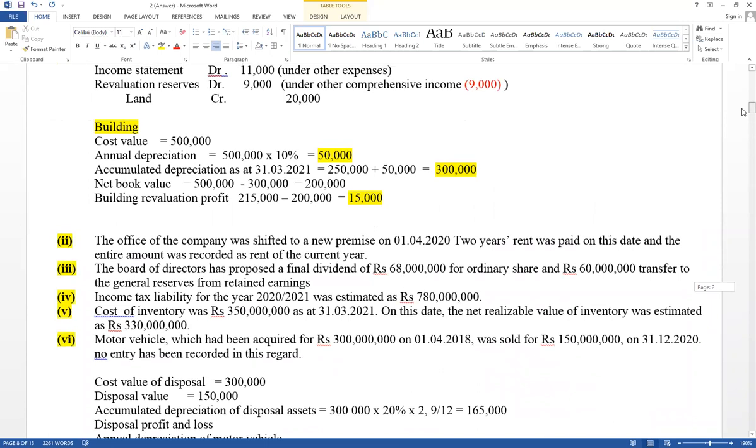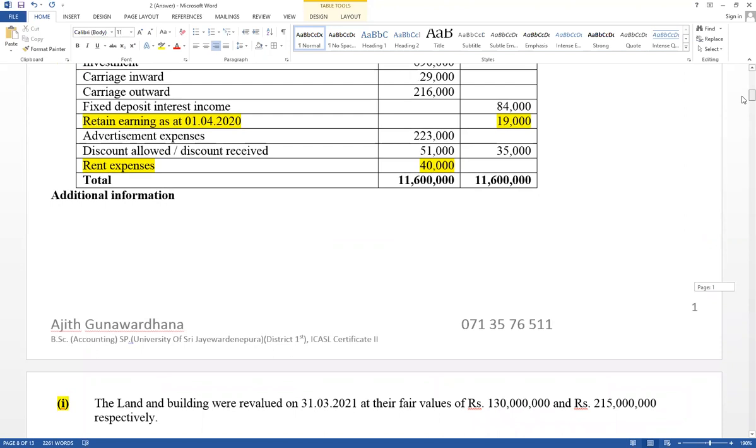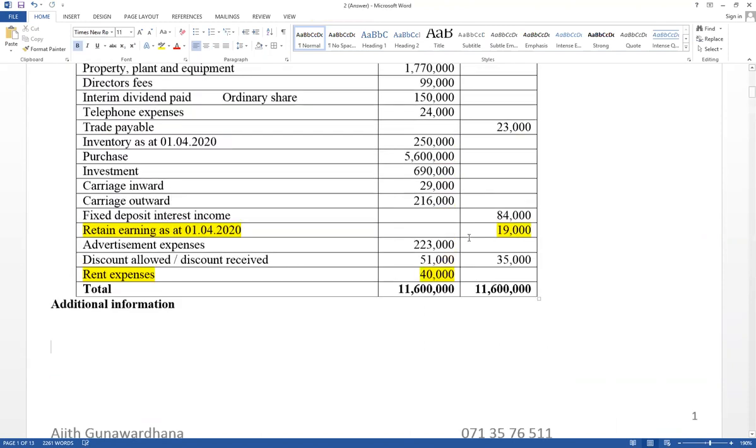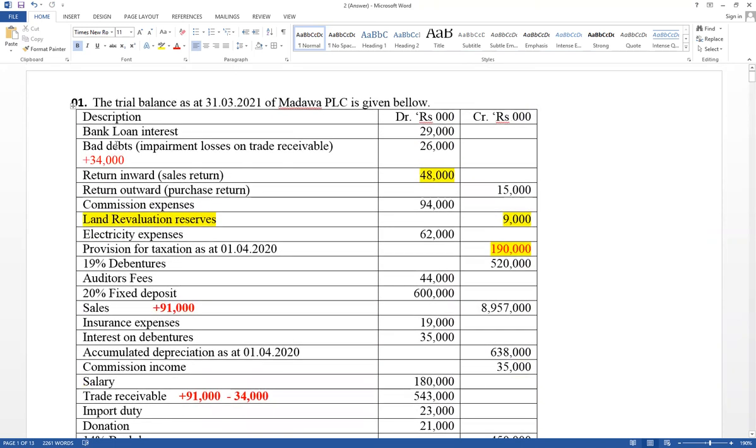Now see the trial balance. Trial balance also it has given bank loan, debentures, and fixed deposit also adjustment. You have to calculate loan interest also. Think about bank loan from the beginning. Bank loan 450,000, and loan interest should be calculated based on this value. As well as it has given loan interest expense also. Think about bank loan interest expense 29,000 available trial balance.